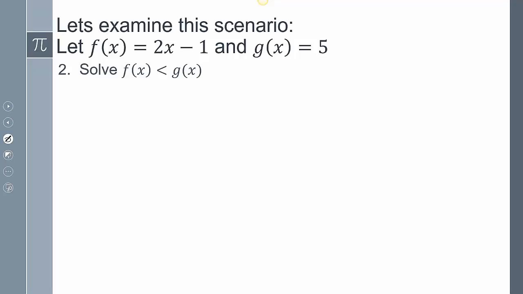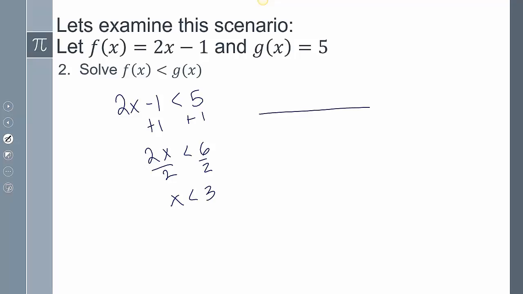Now for this next one, it says solve where f of x is less than g of x. So that means I get the statement 2x minus 1 is less than 5. Well, for this one, if I solve, I add 1 to both sides, and I get 2x is less than 6. Divide both sides by 2, I get x is less than 3, which is going to be the solution set. If this was positive 3, it's going to be an open circle. It's going to be everything smaller than that.